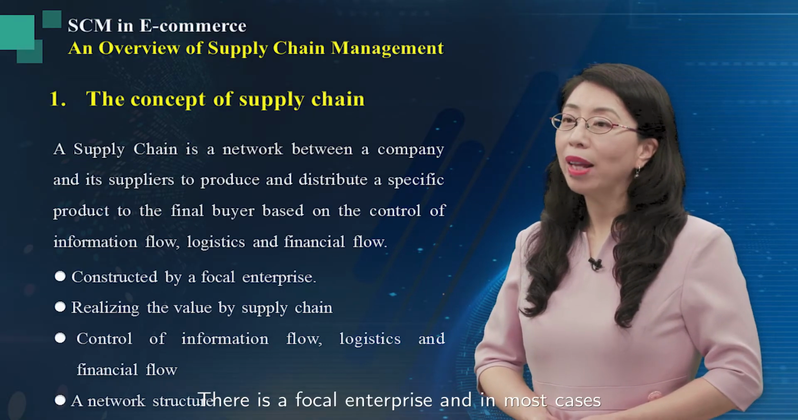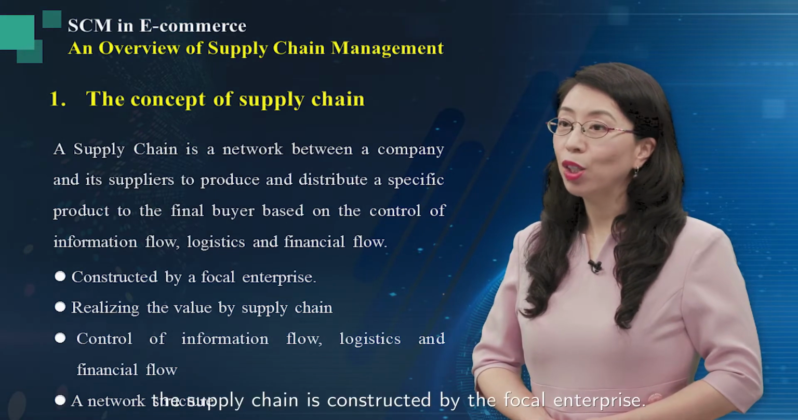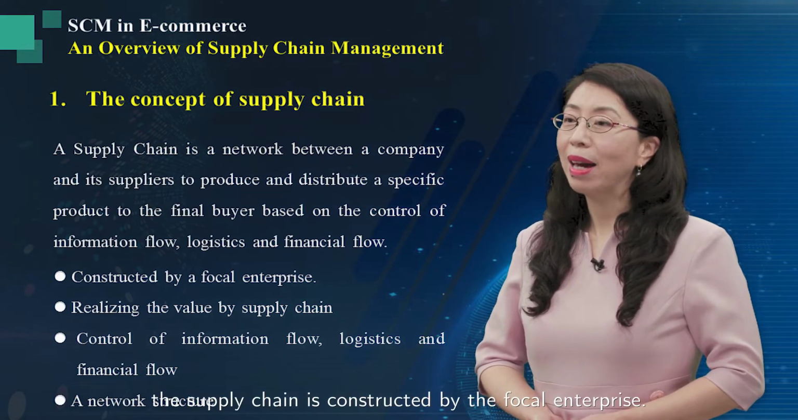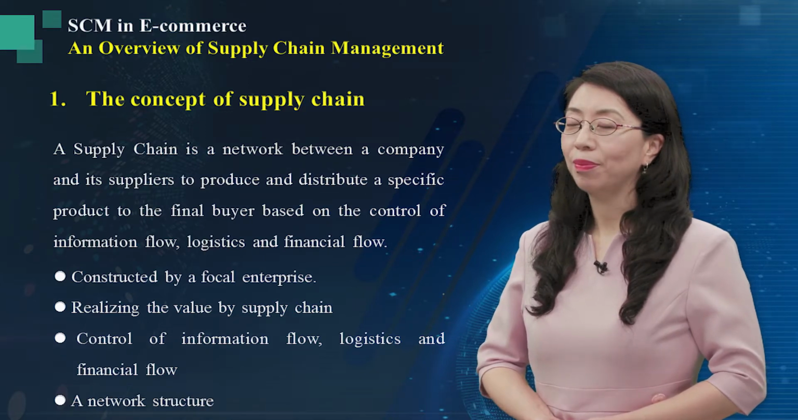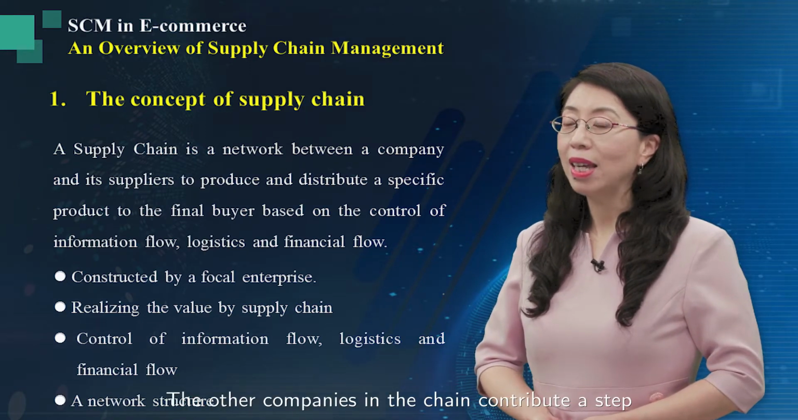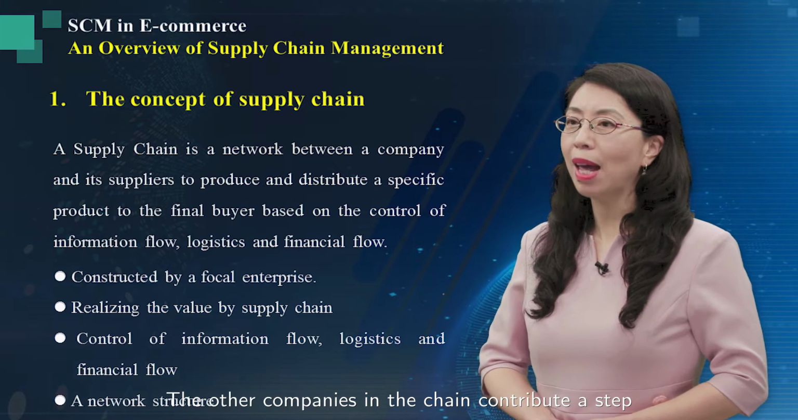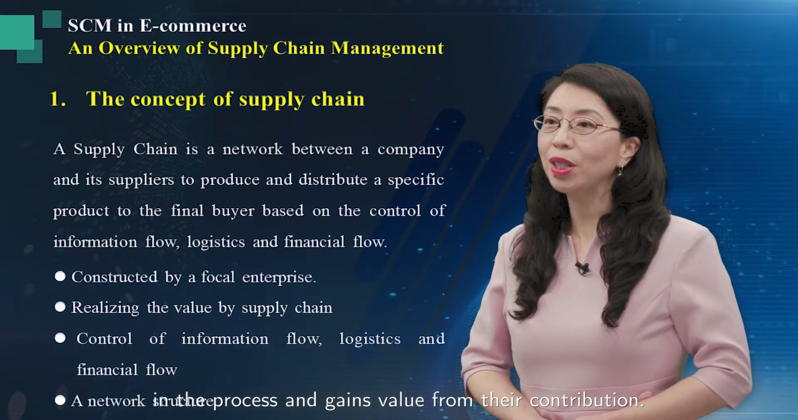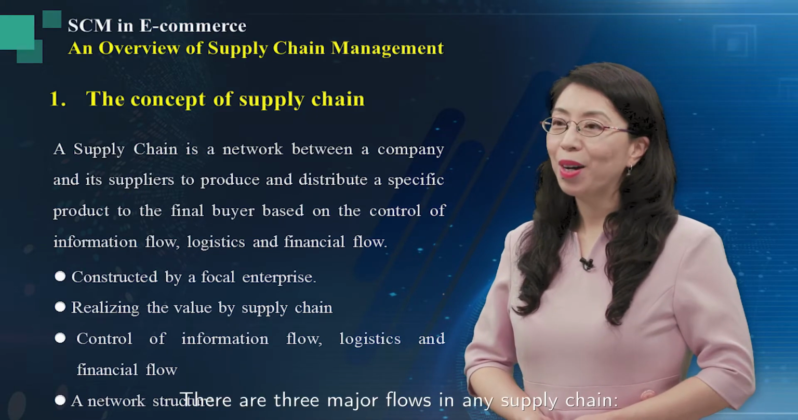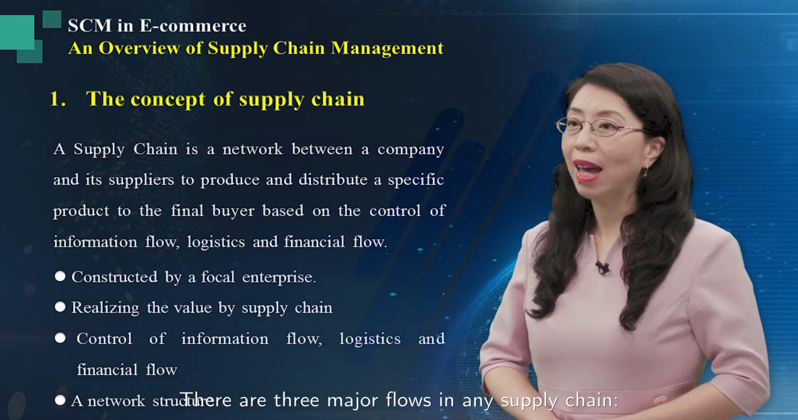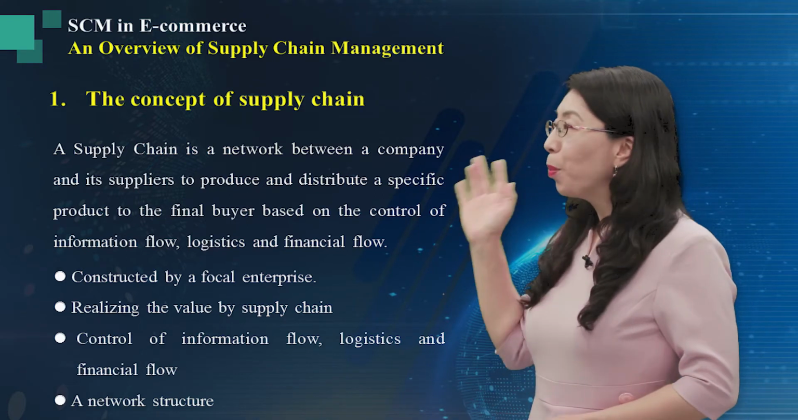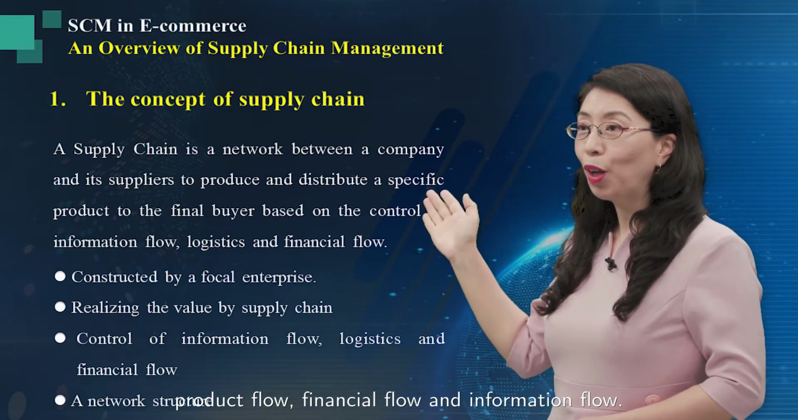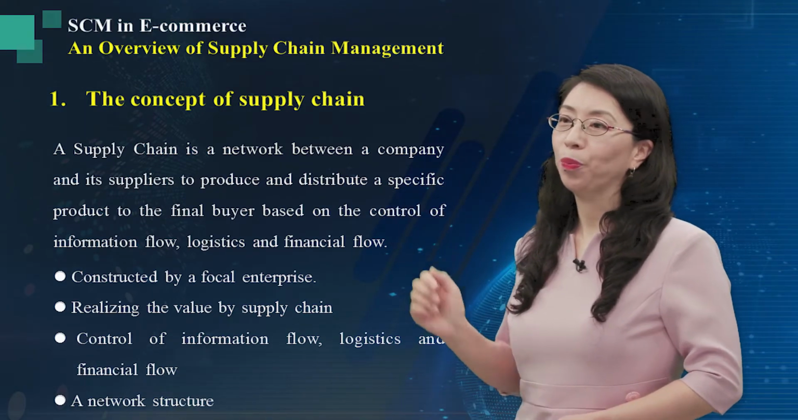There is a focal enterprise, and in most cases, the supply chain is constructed by the focal enterprise. The other companies in the chain contribute a step in the process and gain value from their contribution. There are three major flows in any supply chain: product flow, financial flow, and the information flow.